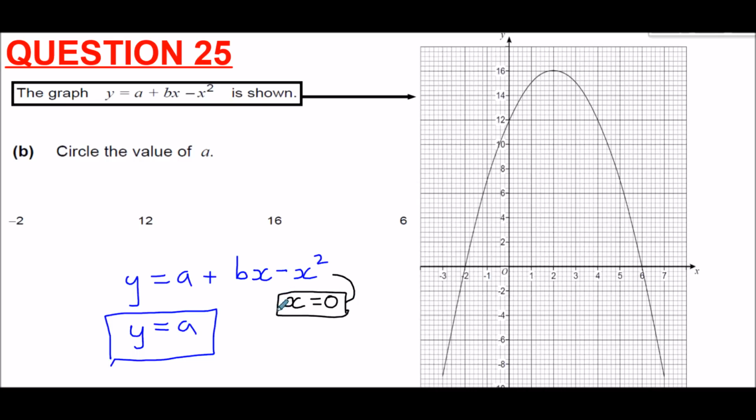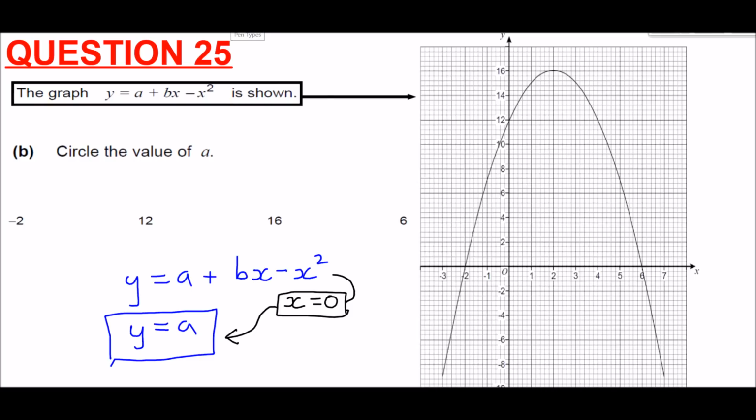If x were 0, then b times x means b times 0, which is just nothing. And x squared just means 0 squared, which again is 0. So if we just choose x to be 0, we'll just be left with y equals a.